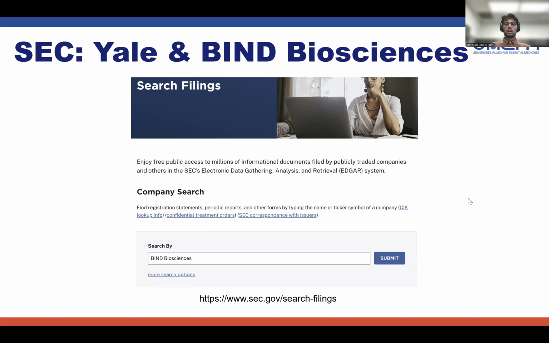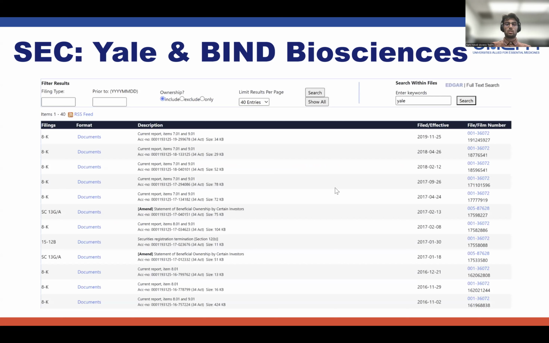And then the next couple slides will show you the SEC website and how to look up this information. I know we're reverse engineering this whole process, but if you just look up sec.gov/search filings, you can put in the name of the company, BIND Biosciences, and you get a list of all these different filings. Then in the keyword section in the top right corner, I would put Yale to see any of the agreements between the university and the company itself.